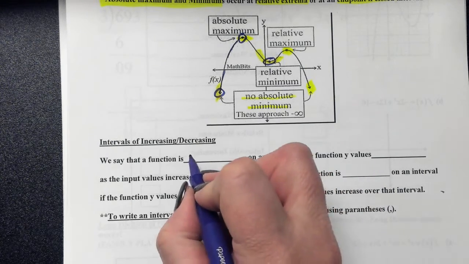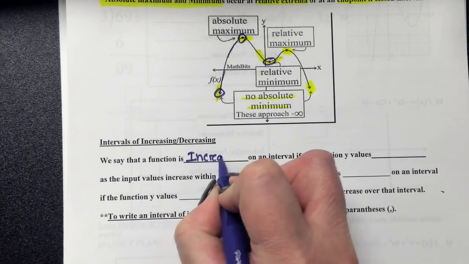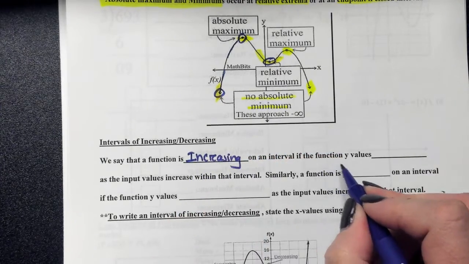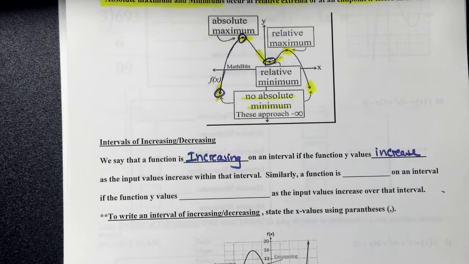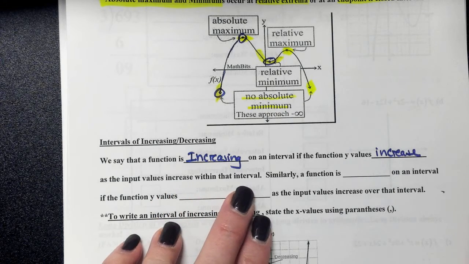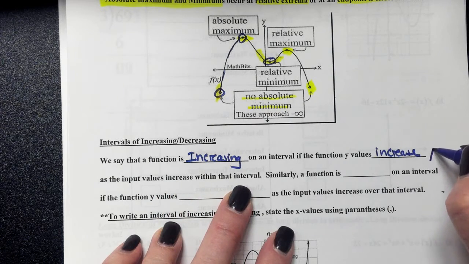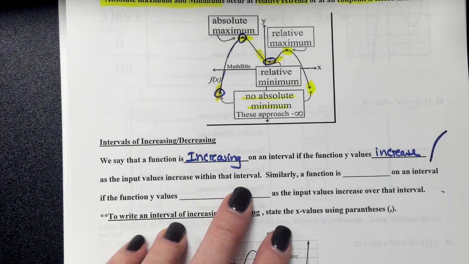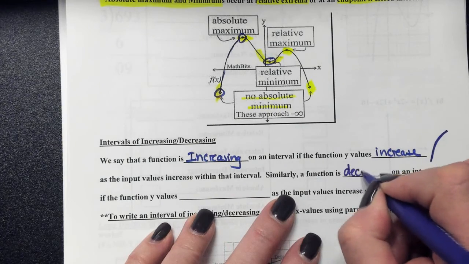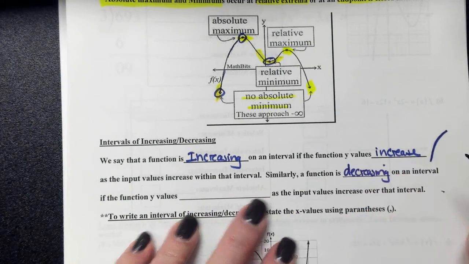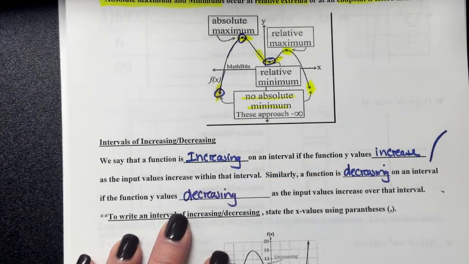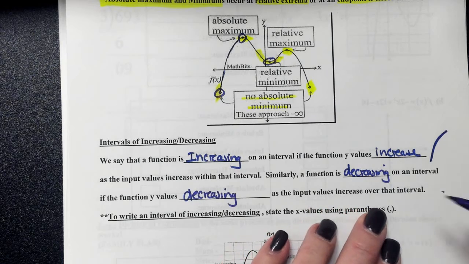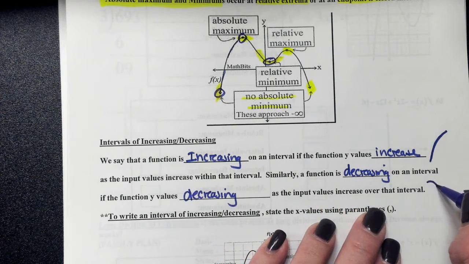We say that a function is increasing on an interval if the function Y values increase as the input values increase within that function. So for example, your graph is going up. So if you trace your graph and it's going up, we say that it's going to increase. Similarly, a function is decreasing on an interval if the Y values are decreasing as the input values increase over that interval. So we would say that this would be decreasing.